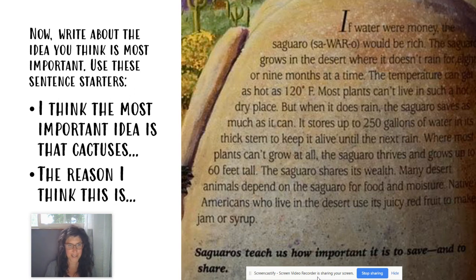All right, thanks for your great thinking. Remember that now anytime you're reading, it's important for you to use this comprehension skill of stopping to think about the important ideas as you read.